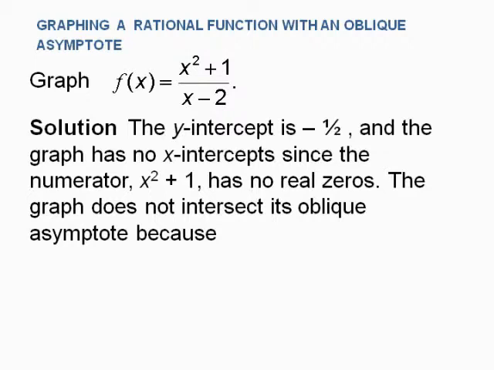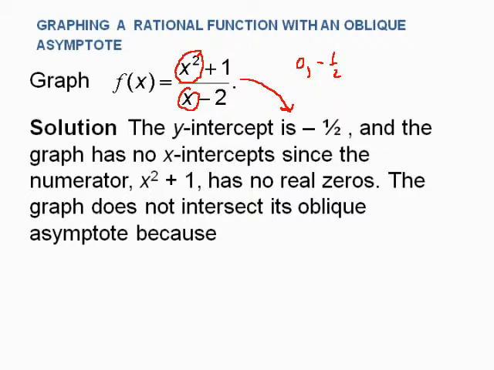Now, to get the y-intercept here, it's going to be -1/2. Okay, now how do you get the y-intercept? We let x equal 0, so when we let that go to 0 and that go to 0, there it is, so we're going to say 0, -1/2. The graph has no x-intercepts.